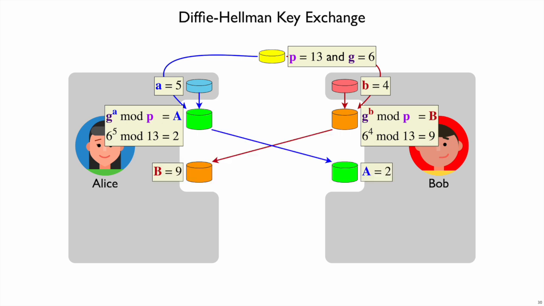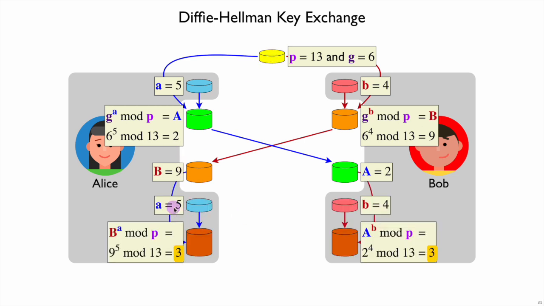So Alice and Bob ship each other these numbers capital A and capital B. So Alice knows 9 and Bob knows 2. To mix the orange and blue, we do the same thing as when we mix the yellow and blue. So we take a equal 5 and raise capital B to the a power mod P. If capital B is 9 and little a, private a, is 5, 9 to the 5th mod 13, that turns out to be 3. Meanwhile, Bob does the same sort of thing. He takes the given capital A, raises it to his private b equal 4 power, so 2 to the 4th mod 13, that is also 3. And so you see what's important here, that Bob and Alice arrived at that same number 3.